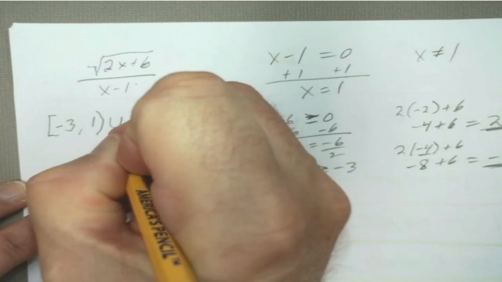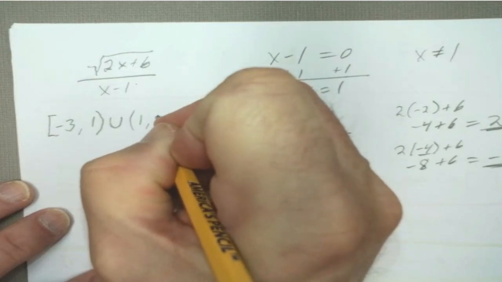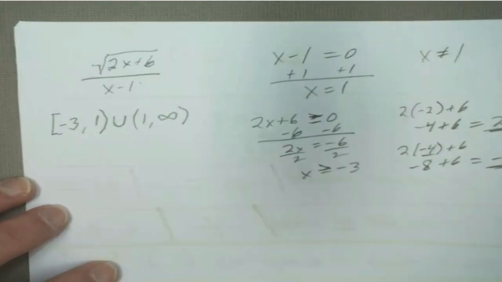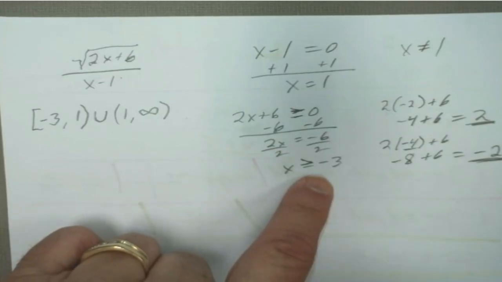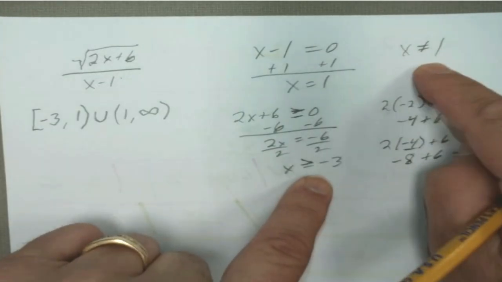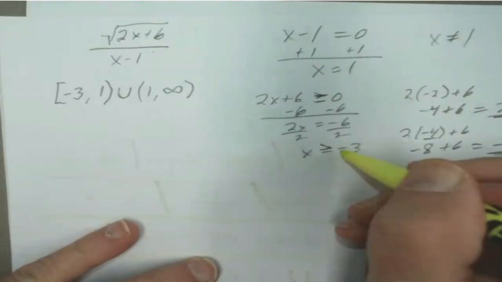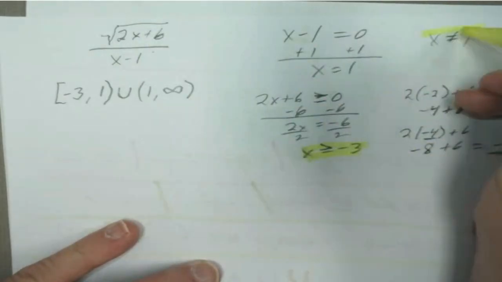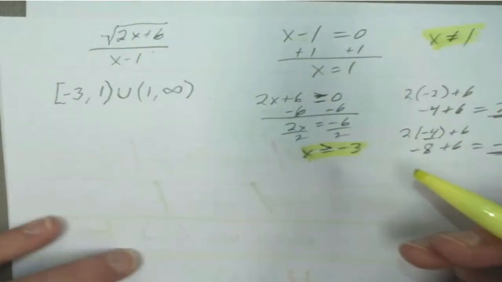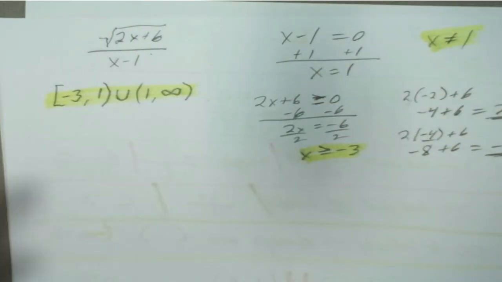And so we put that union 1 to infinity. So it could really be anything bigger than -3 all the way to infinity, except we've got to take out 1. So both of these, this was because of the square root rule, this was because of the denominator rule. So this is our answer in interval notation.